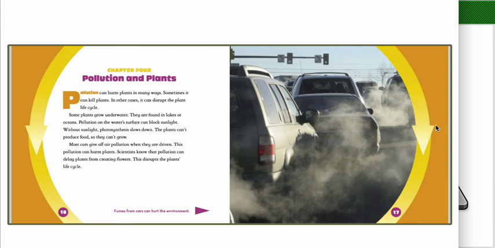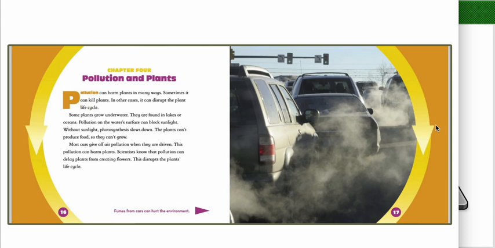Some plants grow underwater. They're found in lakes or oceans. Pollution on the water's surface can block sunlight. Without sunlight, photosynthesis slows down. The plants can't produce food, so they can't grow.